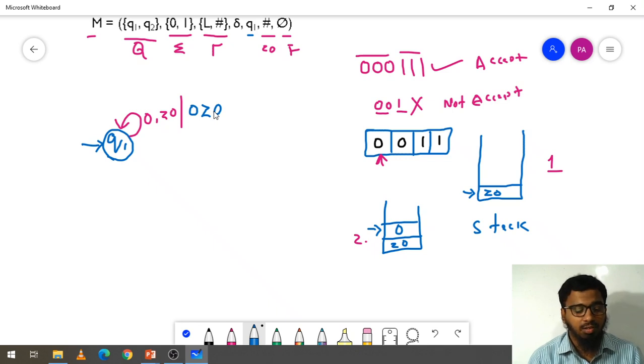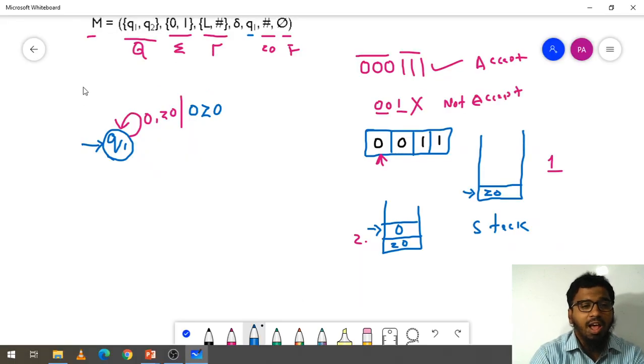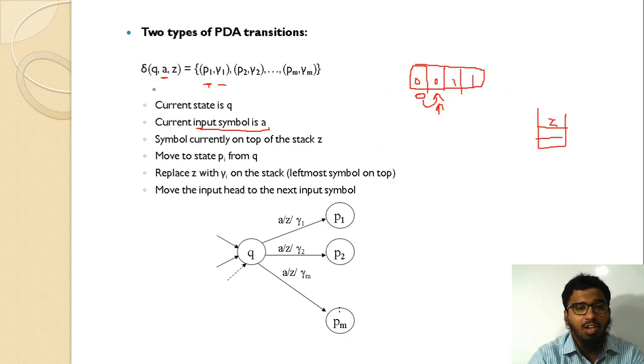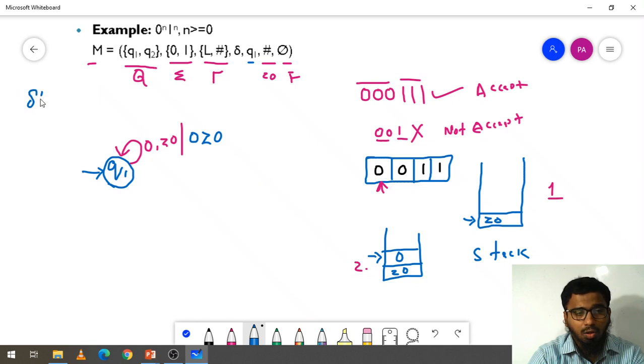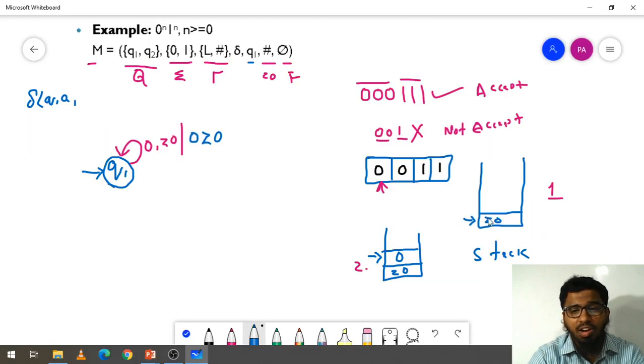I hope you understand this. Did you understand this? If you did not, we will go back to our PPT. Here, can you see this equation? Delta Q A Z. We already have an equation, I will write it here. What is the equation? Delta of Q comma A comma Z, where Q is the initial state, A is the input, and Z is whatever is in the stack.